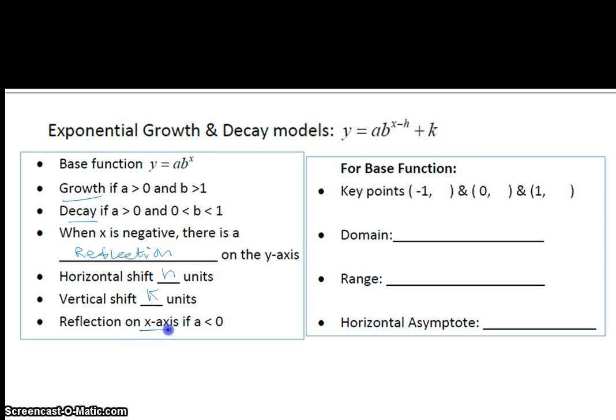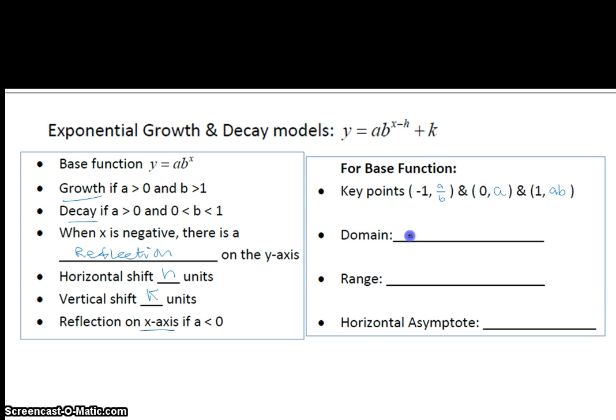And then there's a reflection on the x-axis. If your a value is less than 0, it's going to reflect down. So those are the same reflection rules. Key points. The key points we're going to use are minus 1, a over b, where a and b are given in the function, 0, comma a, and 1, comma a times b.